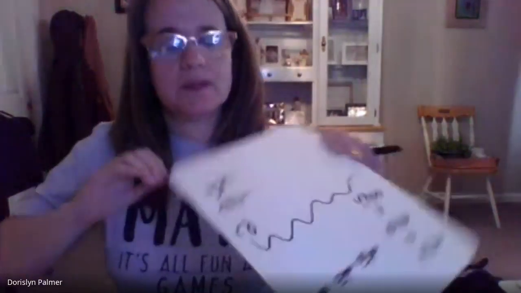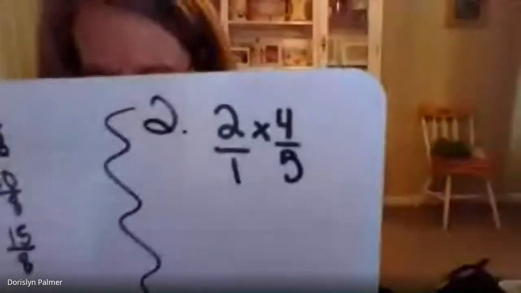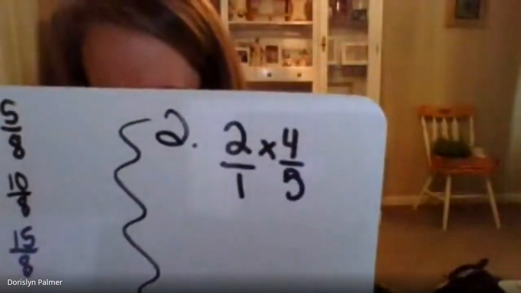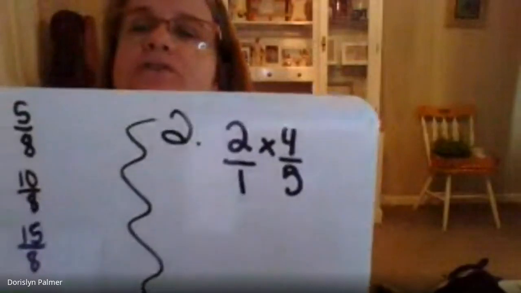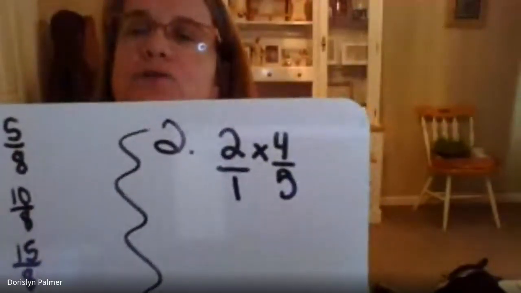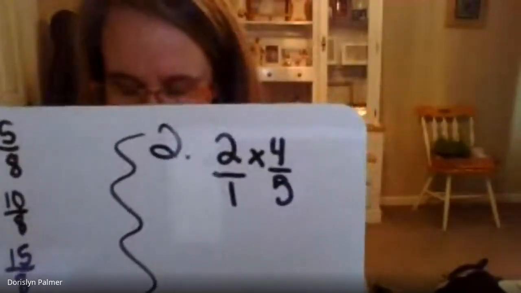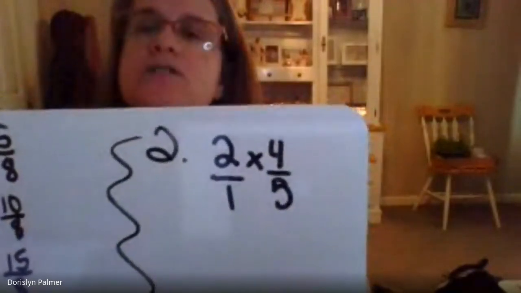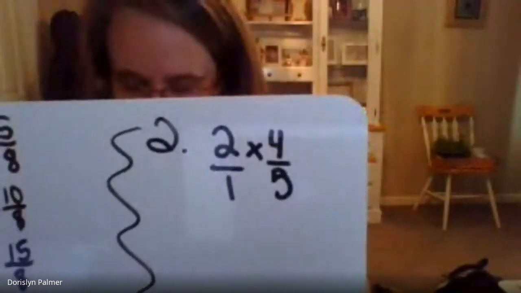Hang on a second, gang. Okay, I'm going to have Aaron do number 2. So Aaron, number 2 looks like this: 2/1 times 4/5. Do you see that? You can unmute, Aaron. So multiply your numerators and then your denominators. So what would you get?